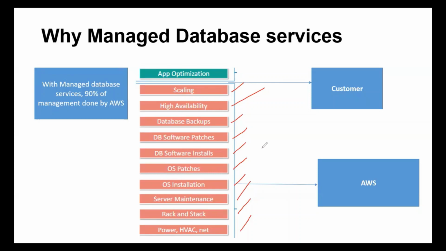If you see all these options, whatever is marked in red is all taken care of by the cloud provider. From the organization standpoint, they just need to look into optimizing their application and the SQL queries, which will in turn improve the database performance. From the infrastructure standpoint, everything is taken care of by the cloud provider. That is the reason this point is very important: if the company is opting for managed database services in the cloud, 90% of the management is done by the cloud provider, so the company has to spend only 10% effort on optimizing their applications.